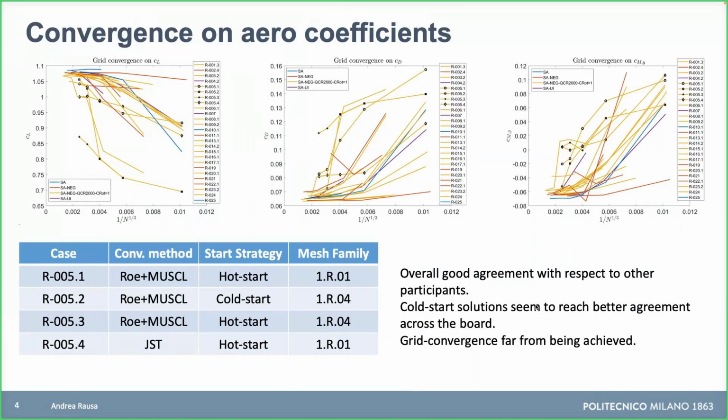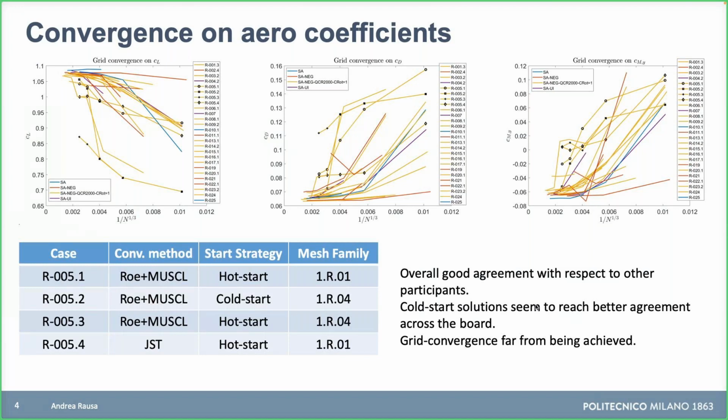So here are all the results. All the results are available on the High Lift Prediction Workshop website, and they are in Tecplot formats. So good luck with that. And in these cases, there is just one angle of attack. But when you have more, then it's kind of difficult to post-process unless you have a Tecplot license.